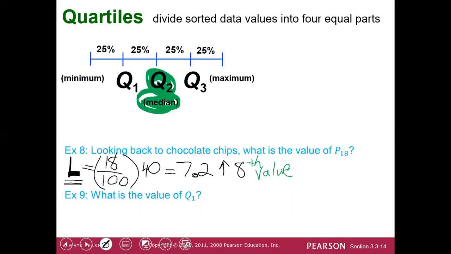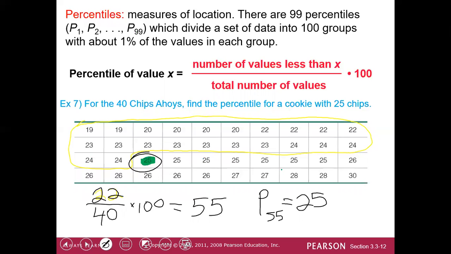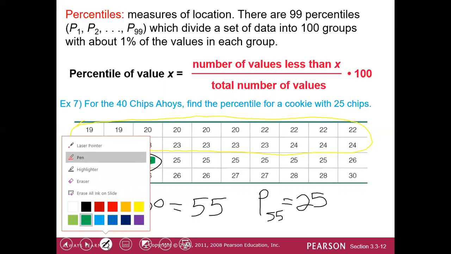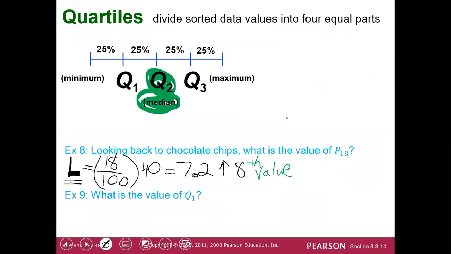So if I look at my flow chart, the value of PK is the Lth value counting from the lowest. So if I go back to my chocolate chip data, I'm going to count to the 8th value. 1, 2, 3, 4, 5, 6, 7, 8. My answer there is 22. So P18 is 22.